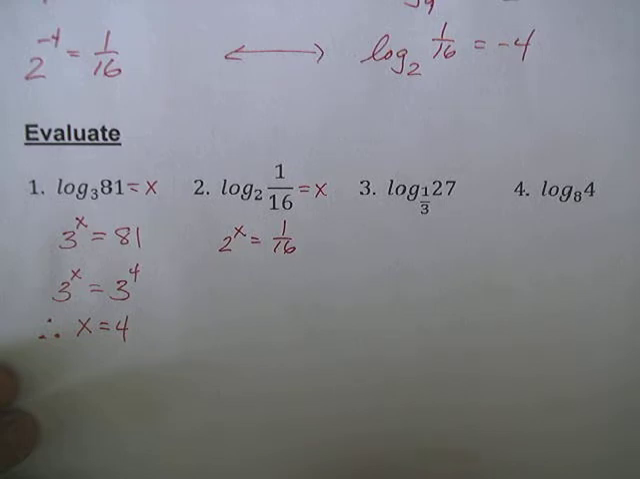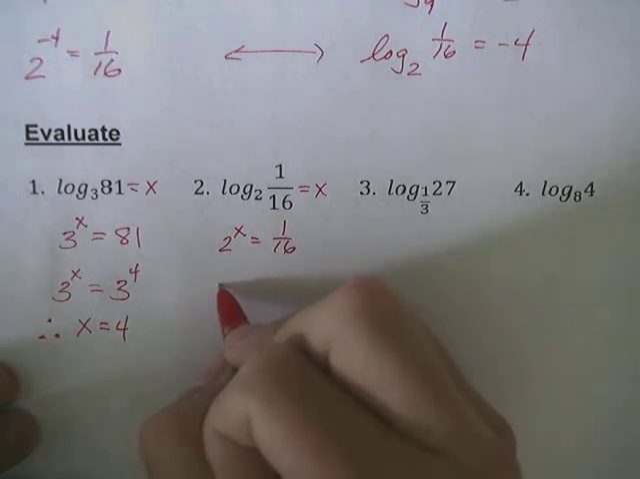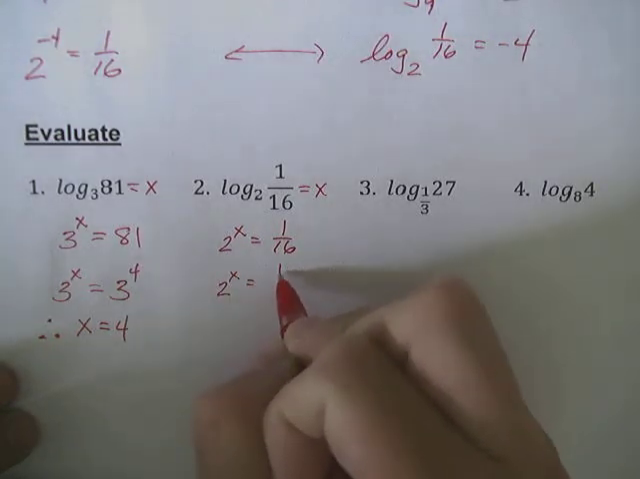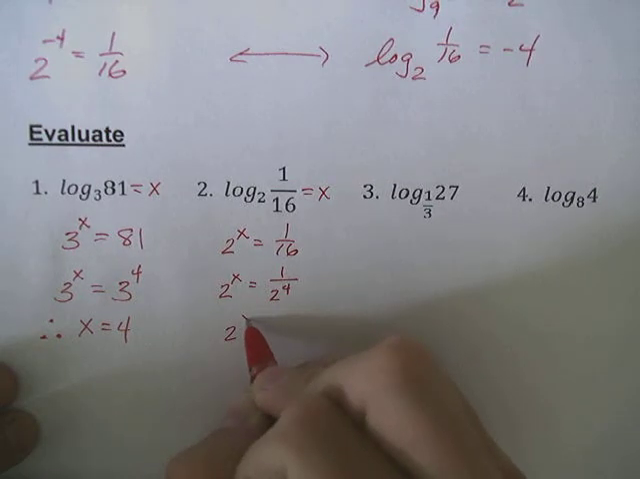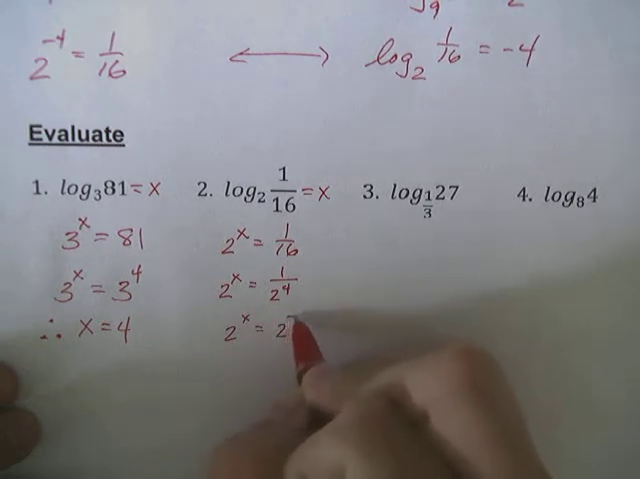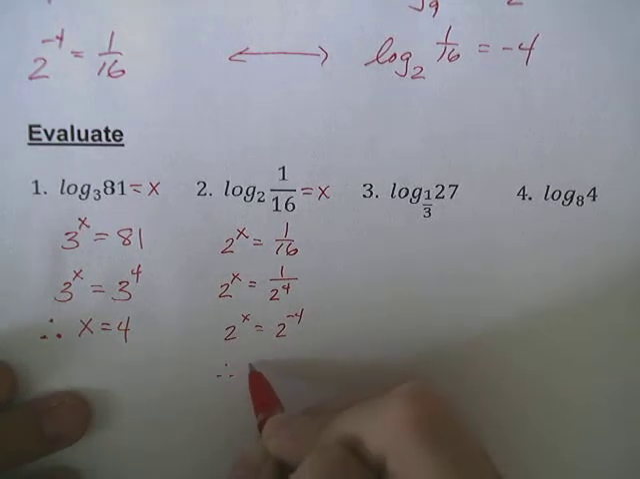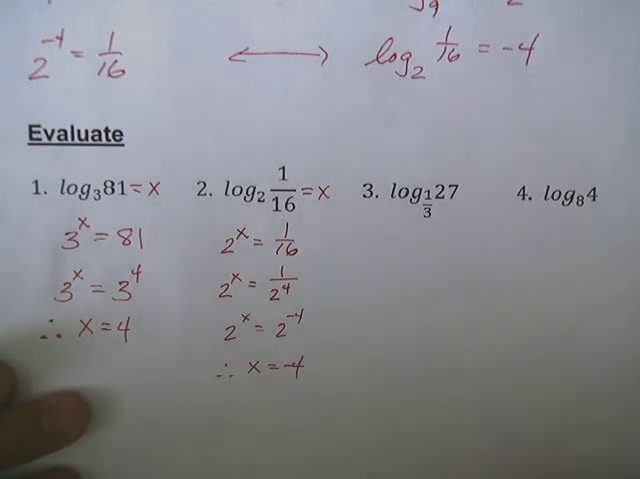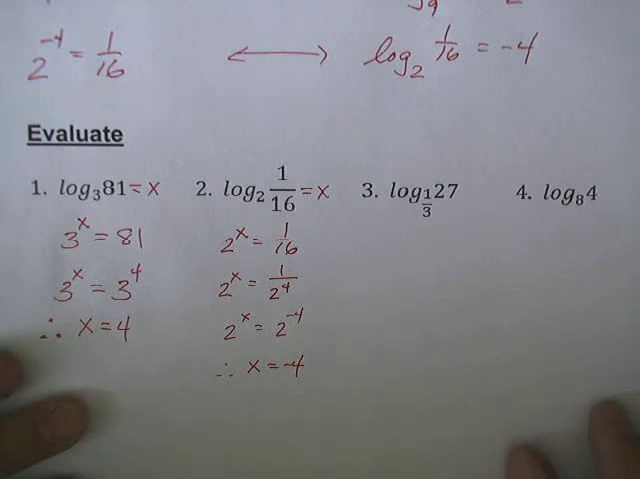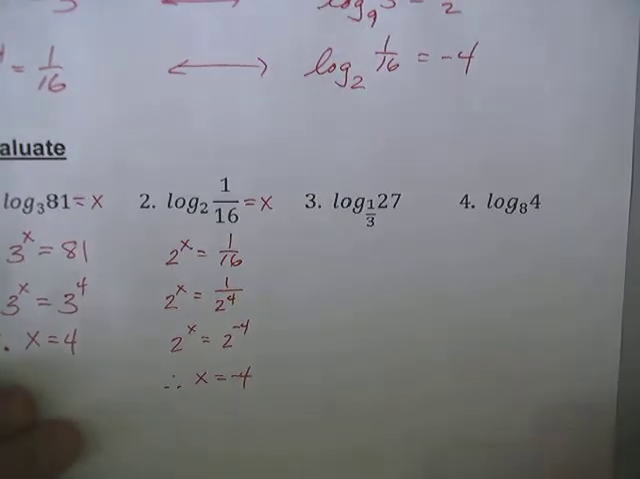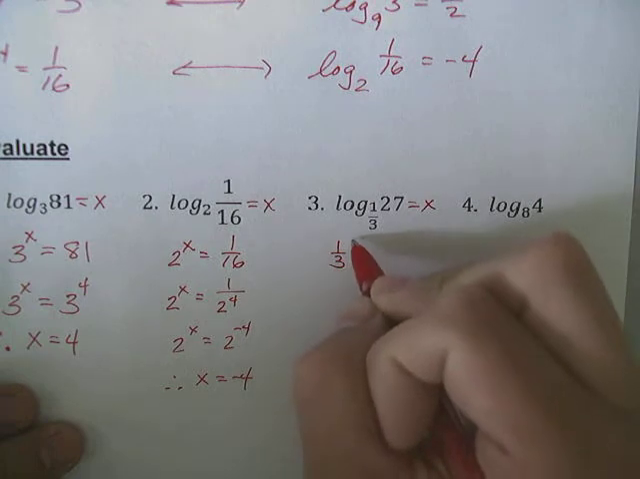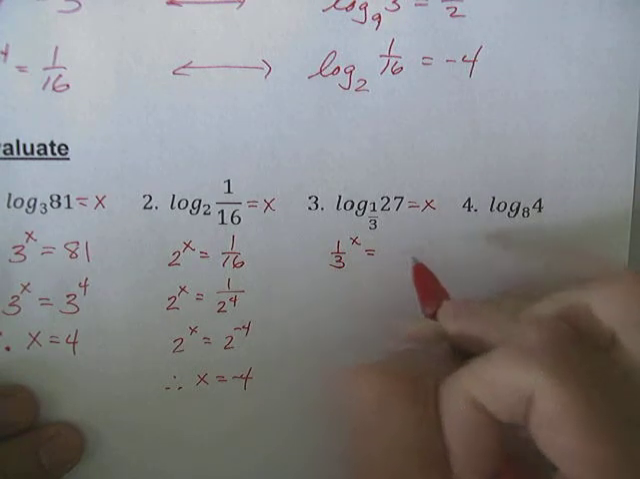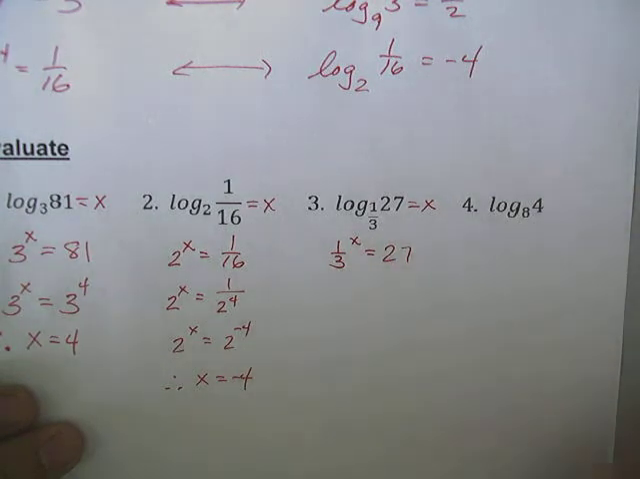So the next one, again, if it makes it easier, I would write 2 to the x equals 1/16. Now if you don't know what that is, well, you could write it as 2 to the x equals 1 over 2 to the 4th. 2 to the x equals 2 to the -4, so therefore x has to equal -4. Next one.